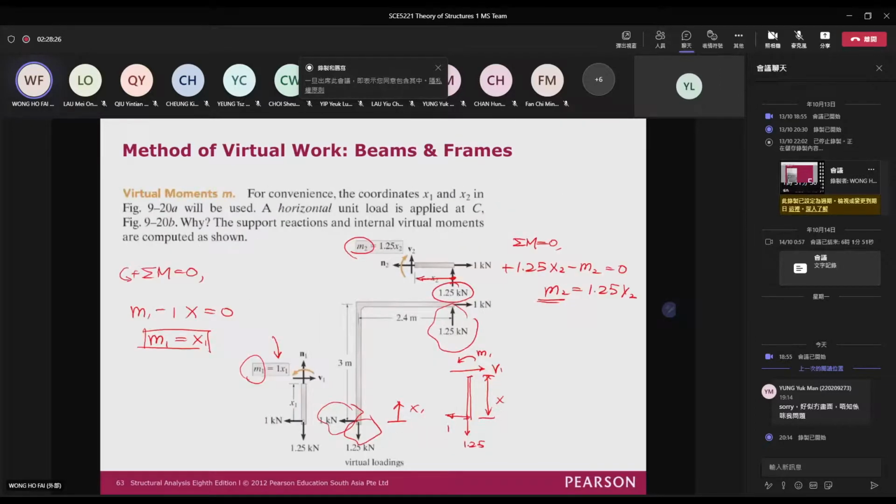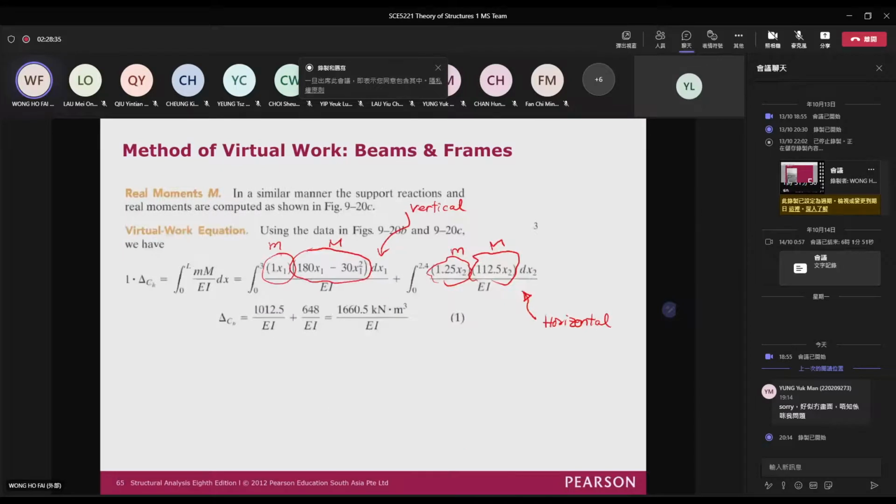So you can see that this is 3 meters and this is 2.4 meters. Here for the vertical member, you integrate along the whole member, and for the horizontal member, it is also 2.4. Then you can add them together. Totally, you can find the horizontal displacement is equal to 1660.5.